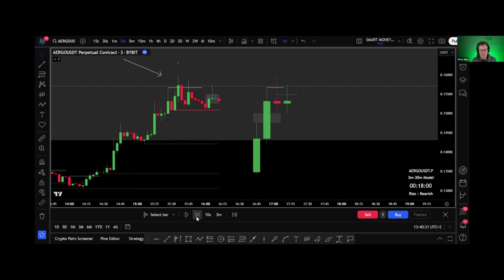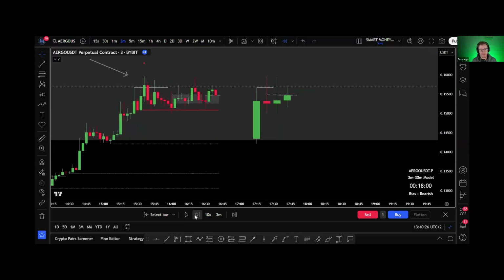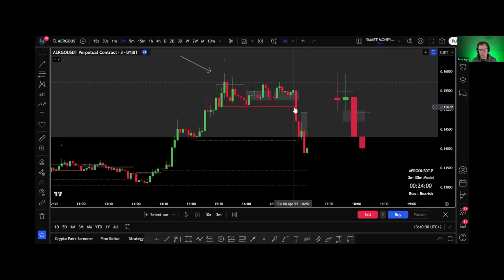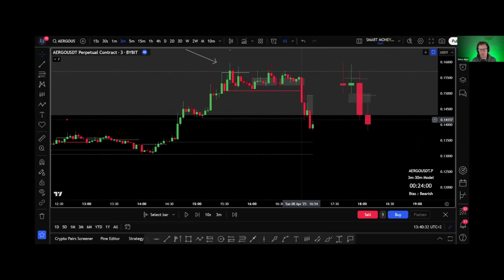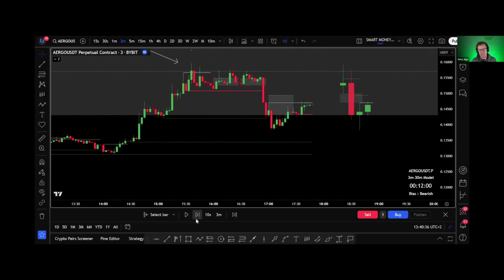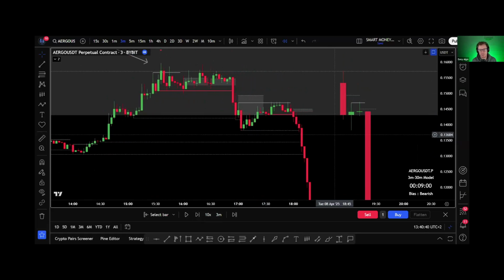You wait for the break of the CISD level. I think I entered a little bit early, actually. I was a bit naughty, but there you go. Break of CISD level. That would have been your entry. Then these become our targets, target 1, target 2, target 3. It hit target 1. I don't know if it made it. And then we would have been another entry.